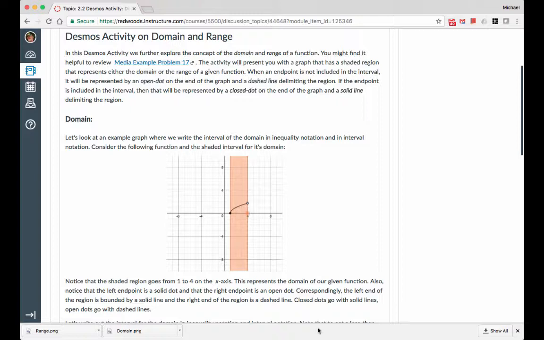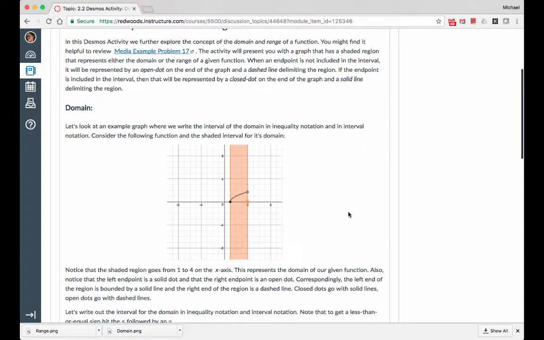So if you look in the video that you're watching right now, you'll see an example graph where we talk about domain. It says, look at this example graph and write the interval of the domain in inequality notation, interval notation, and then consider the shaded region. So let's go ahead and do that. I've got it separated out here for us so we can take a look at it.